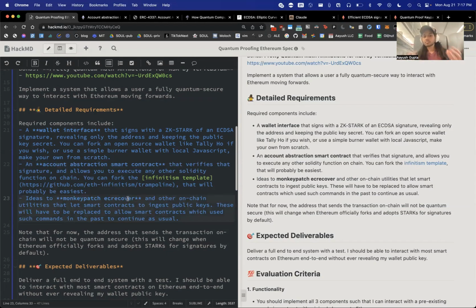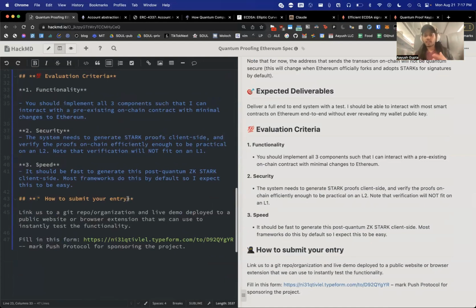So you would have to have some utility that allows you to call most smart contracts. And this is more of a nice to have, but you can either monkey patch ECRecover to ensure that there's a new function that is called that identifies the address instead, or you can just check that the contract you're calling doesn't use ECRecover and then continue to call it.